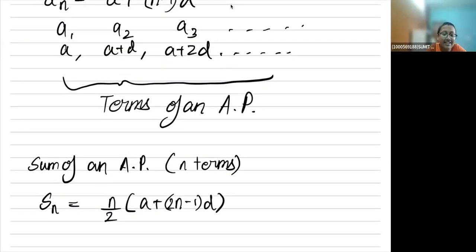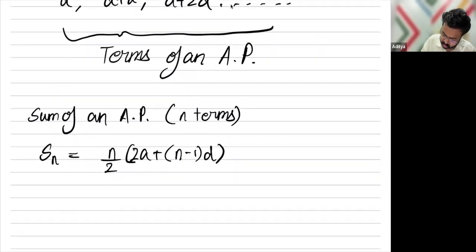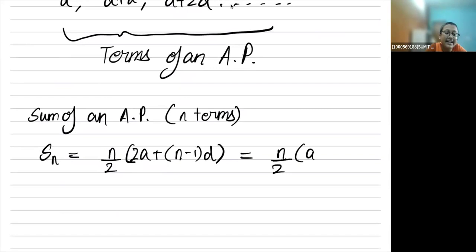Sir, L means the last term only, na? This is only the last term. One second. Achha, a plus l, yeah, correct. Either it can be written as this, or it can be written as n by 2 times the first term a plus l, where a plus (n minus 1)d will be the last term.